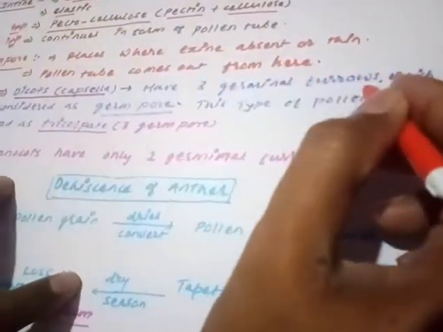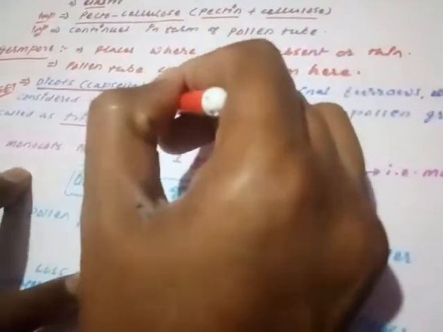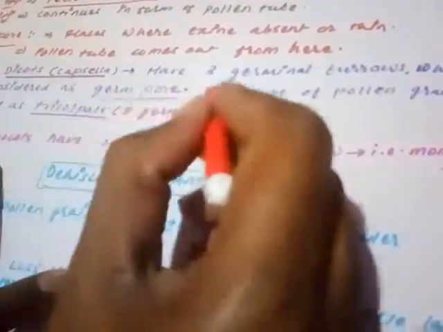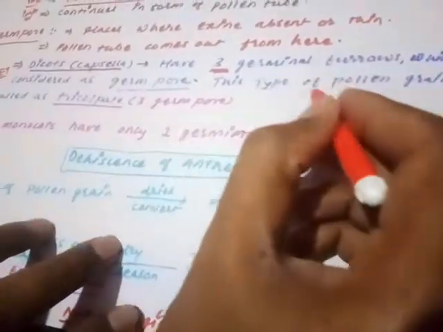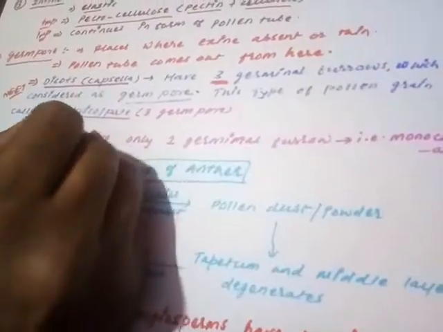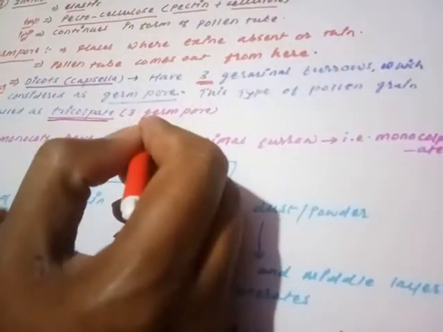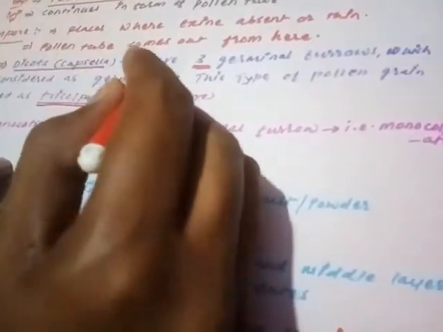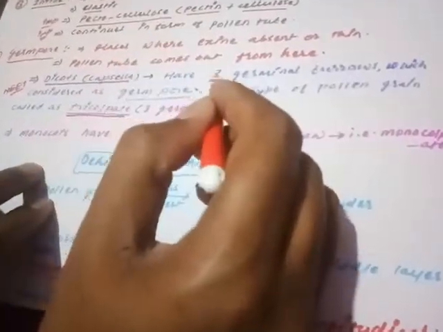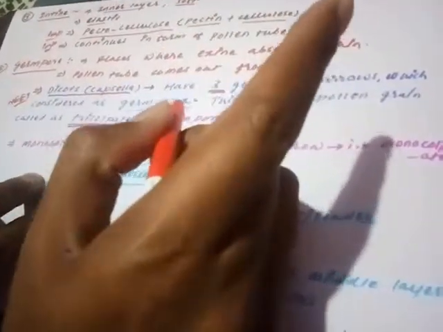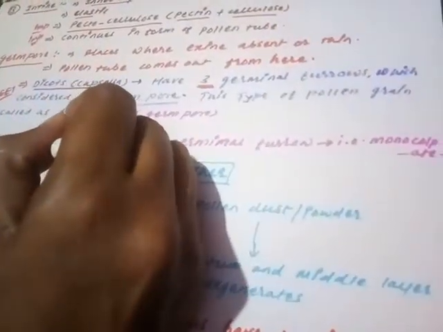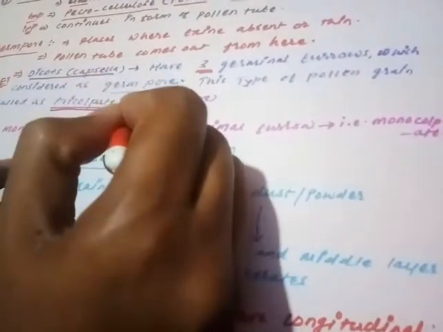What I am saying is, the dicot Capsella has three germinal furrows, which in turn get converted into germ pores. So how many germ pores are present in the dicot? Three germ pores. If the pollen grain has three germ pores, that type of pollen grain is called a tricolpate pollen grain. Is it clear to you all? Dicots will have three germ pores, and such pollen grains are called tricolpate.